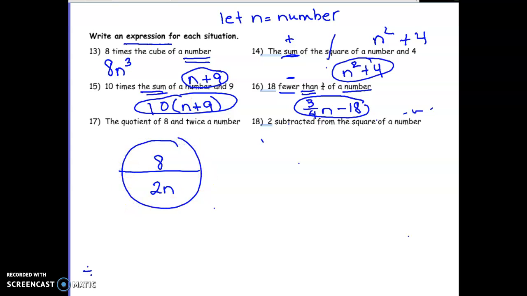And number 18, 2 subtracted from the square of a number. Well, the square of a number, a variable, would be n. The square would be n squared. And we're subtracting 2 from it. So in this case, it's n squared minus 2.